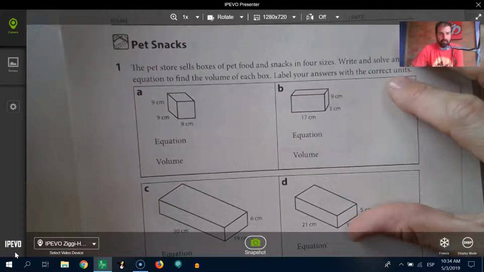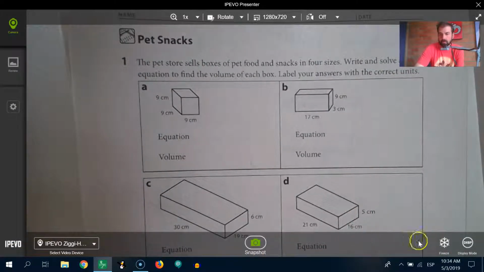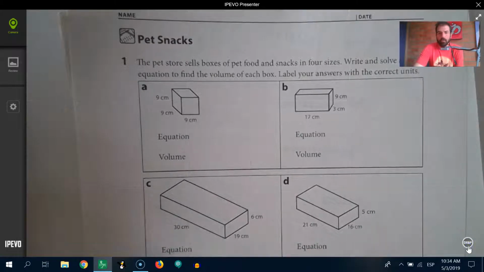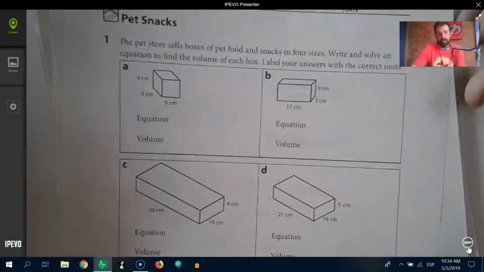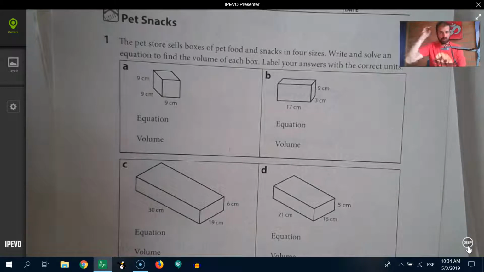Pet snacks. The pet store sells boxes of pet food and snacks in 4 sizes. Write and solve an equation to find the volume of each box. Label your answers with the correct units.